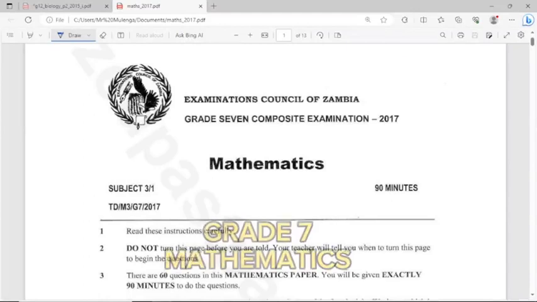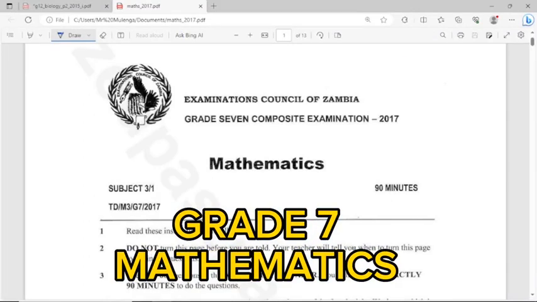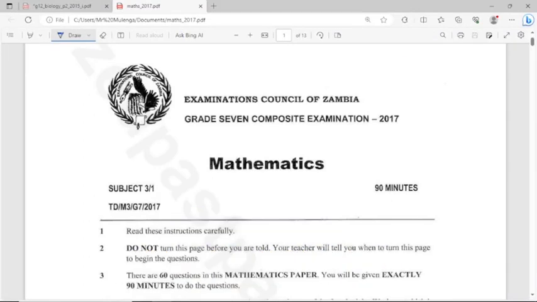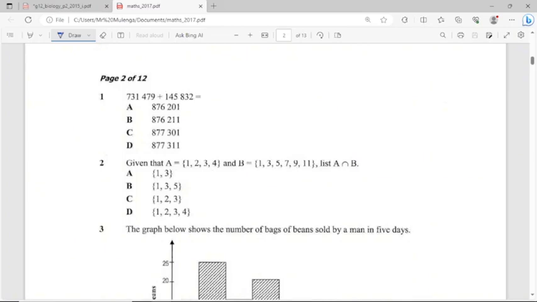So today I want us to look at mathematics for grade 7 exams. So this is the paper that came in 2017. Okay, so we are going to start with question 1. You are adding 731 479 plus 145 832.